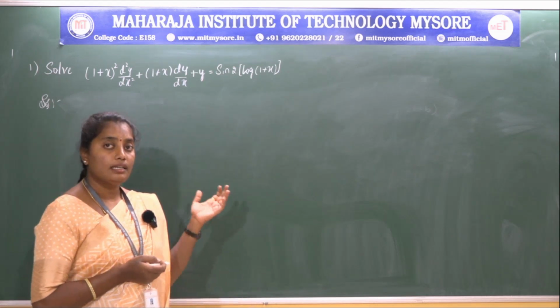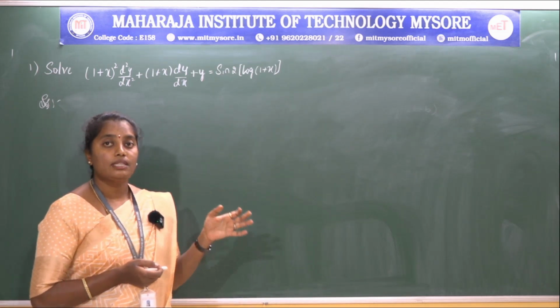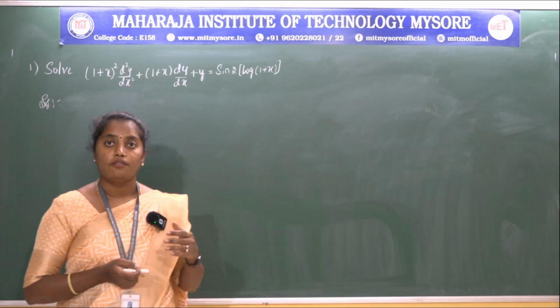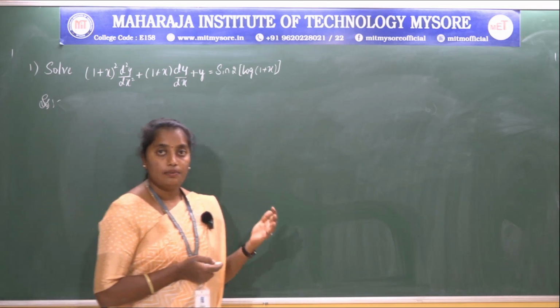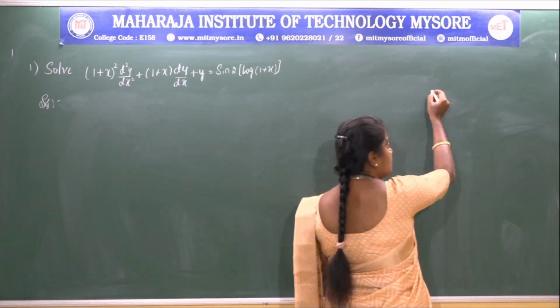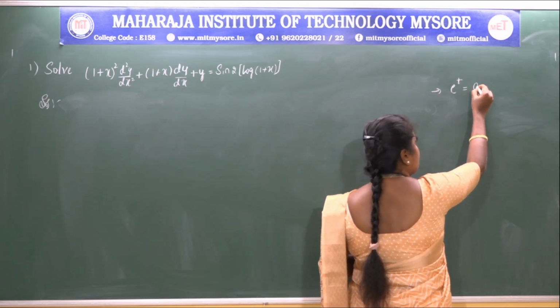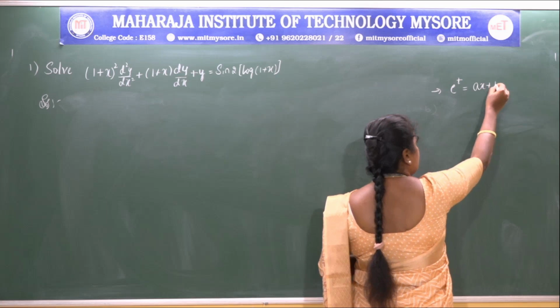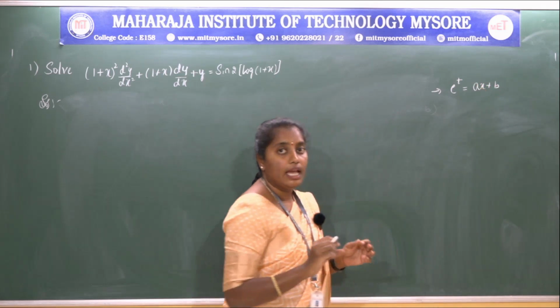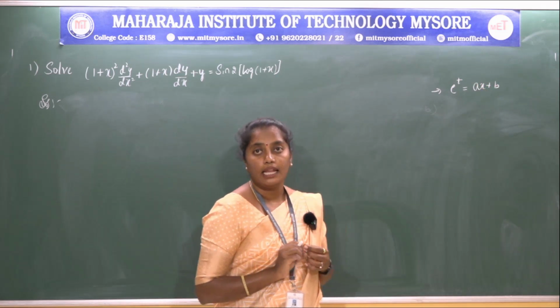To solve Legendre's linear differential equation, that is, a differential equation with variable coefficient, first we have to reduce that equation to an equation with constant coefficient. For that we have to go through the substitution. These are the procedures for that. In the first step we substitute e power of t is equal to ax plus b, where ax plus b is the standard variable element.